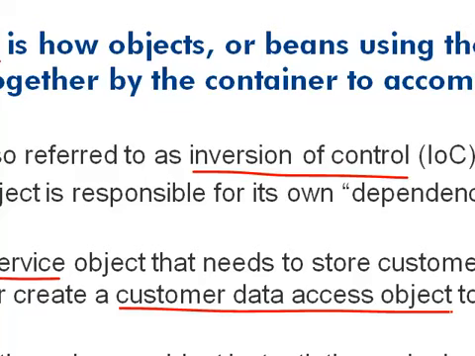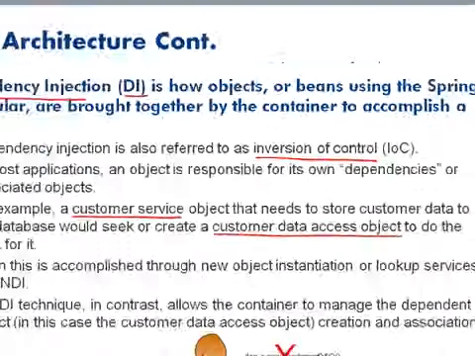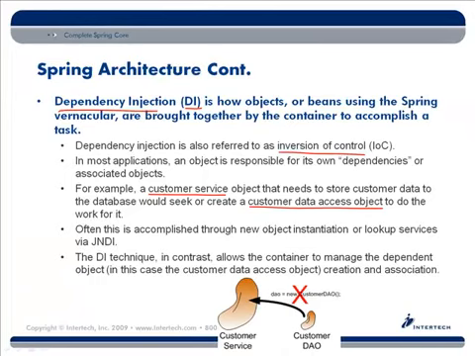Now in many application worlds, what we need to do is somehow get our customer service its customer DAO, through some sort of lookup, something like JNDI, or maybe even just do it manually. In other words, we give customer service a DAO property, and then say that DAO property equals new customer DAO. Well, that's how we do things in the world today.